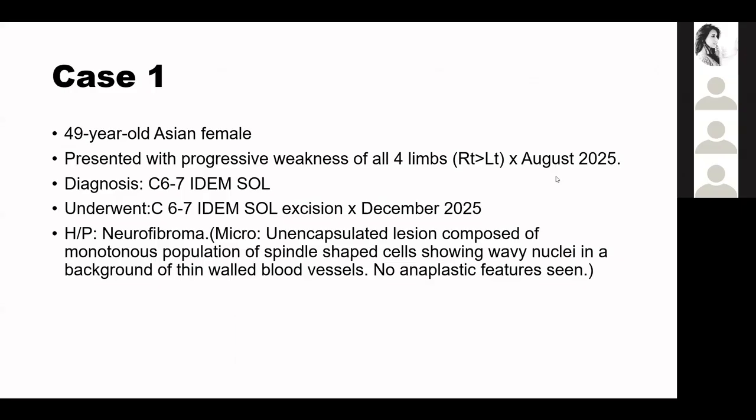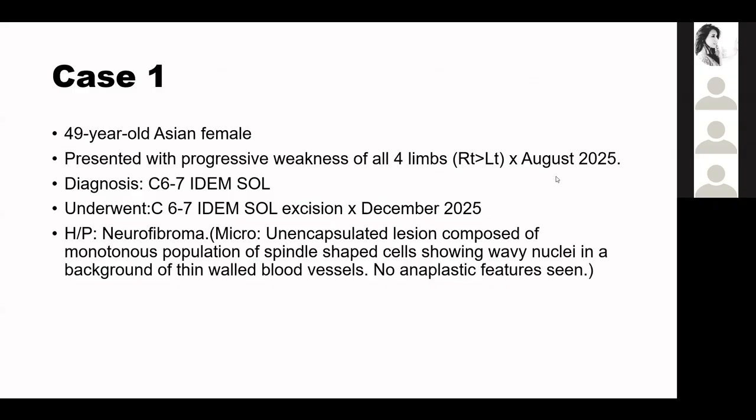Assalamualaikum. I'll be presenting a case of a 49-year-old female. She presented with progressive weakness of all four limbs, but the right side of the body was more affected than the left side. She had those complaints since August.